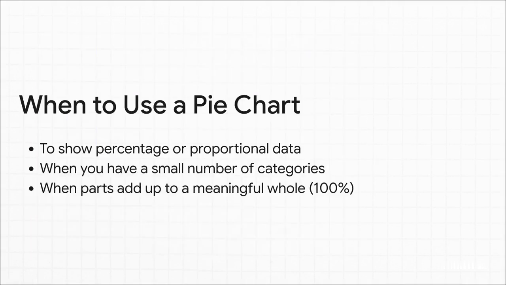Now, knowing when to use a pie chart is super important. It's perfect for stuff like market share or looking at a budget breakdown. But here's a pro tip. Try to stick to a small number of categories, okay? Less than 6 is ideal. Why? Because our brains are surprisingly bad at comparing the size of angles in a circle. If you have too many slices, it just becomes a confusing rainbow pizza. And of course, it's got to add up to a meaningful whole, 100%.